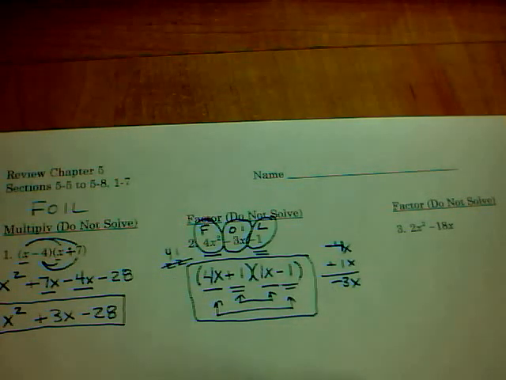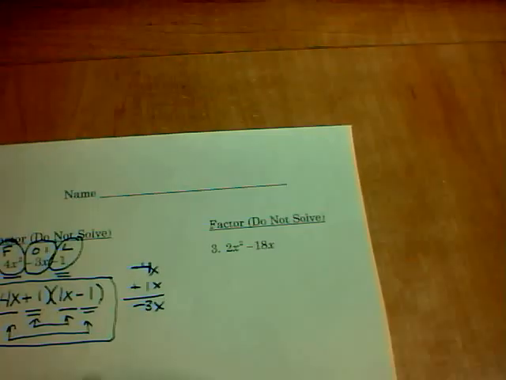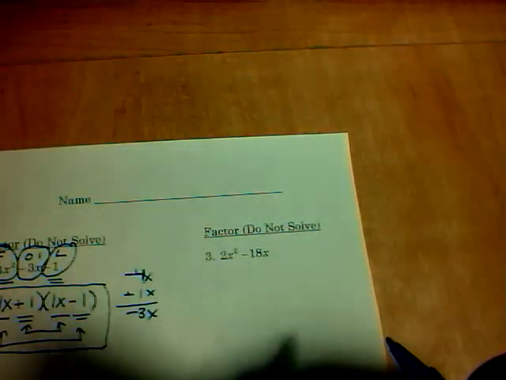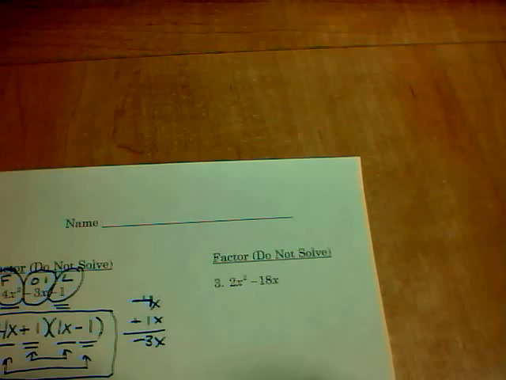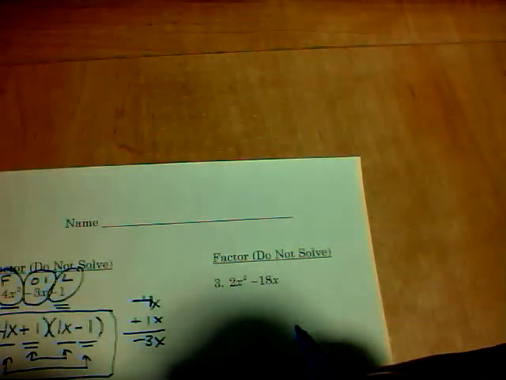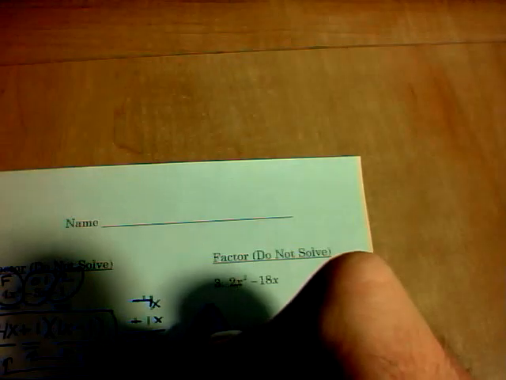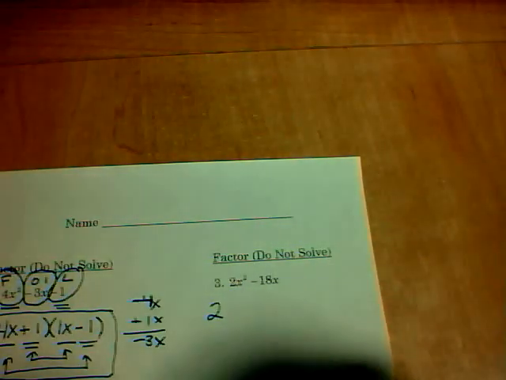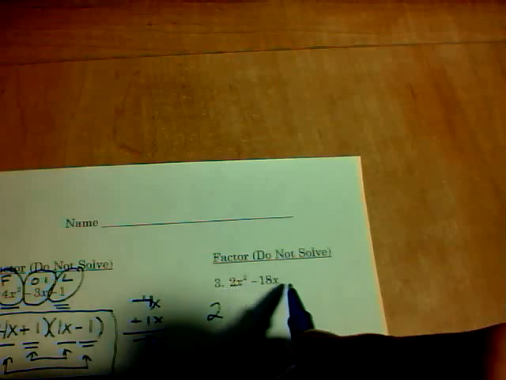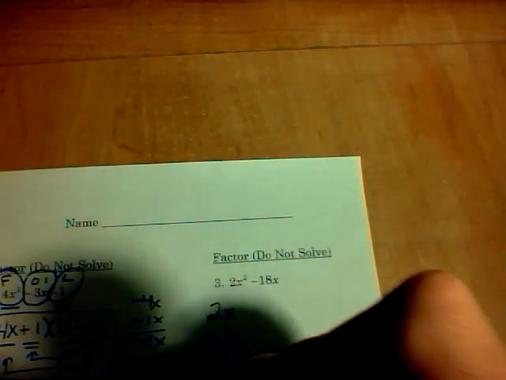Okay? Let's do one more of those. Let's do this factoring question here. Remember, the first step in factoring should be to check for a greatest common factor. In this case, we've got a 2 and an 18. Well, it looks like we've got a common factor of 2 there, so we'll pull a 2 out. And then it looks like there's an x in both terms, so we can pull an x out.